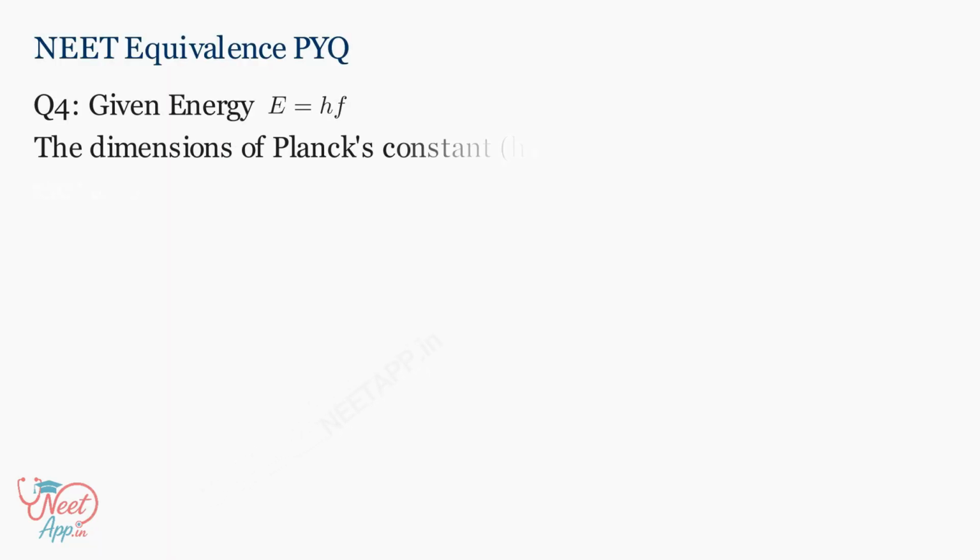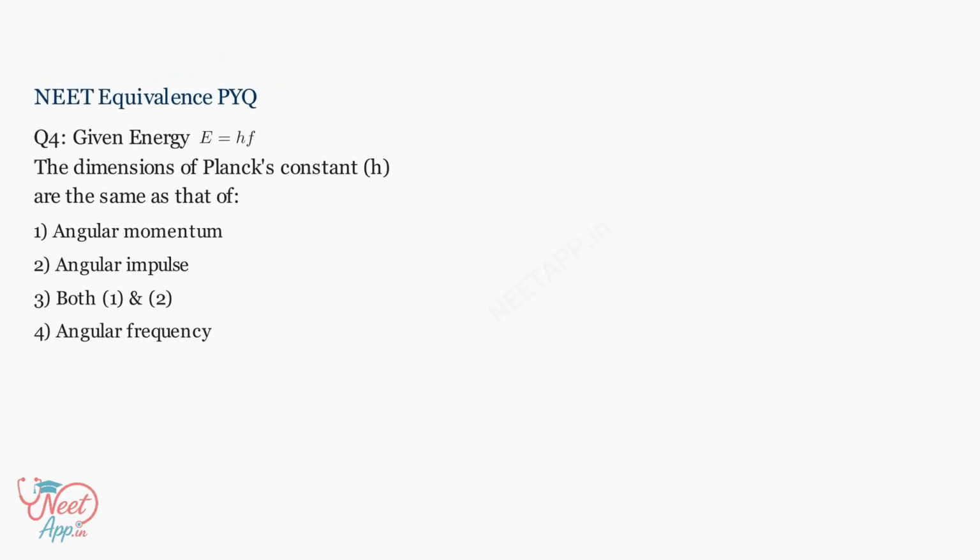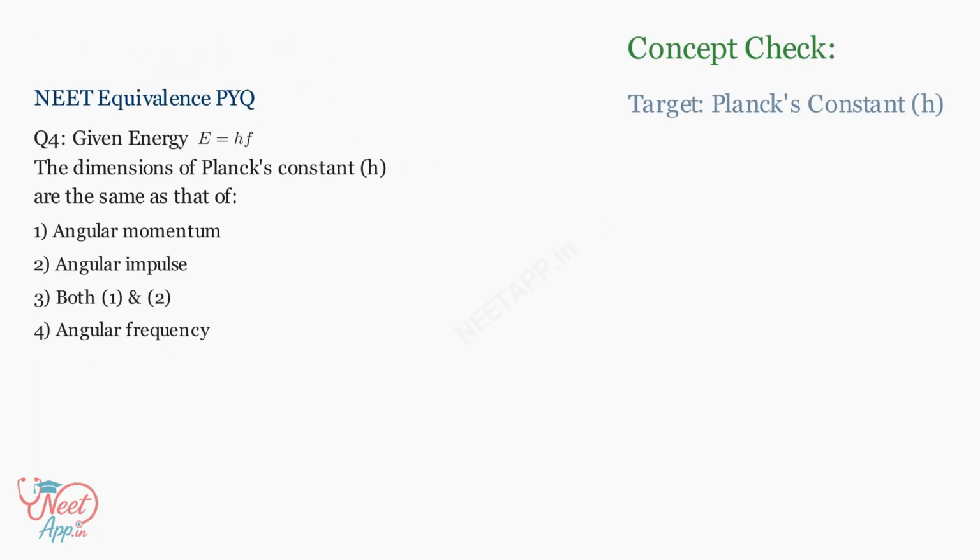Question 4 tests the third major limitation of dimensional analysis, the indistinguishability limit. The question gives us the radiation energy formula, E equals hf. It asks us to find which quantity shares the exact same dimensions as Planck's constant, h. First, let us find our target. Rearranging the formula, h equals energy over frequency.